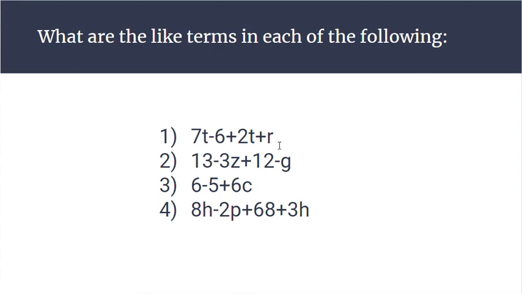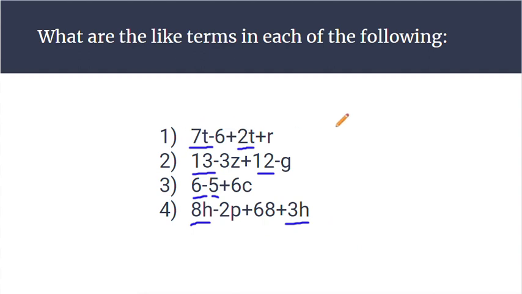So take a look at these and find the like terms. So the first one, like terms are 7t and 2t. Second one, the like terms are 13 and 12. They're both constants. Next one is the 6 and this 5, because those are both constants. And the last one, 8h and the 3h. So like terms are just finding those things together.